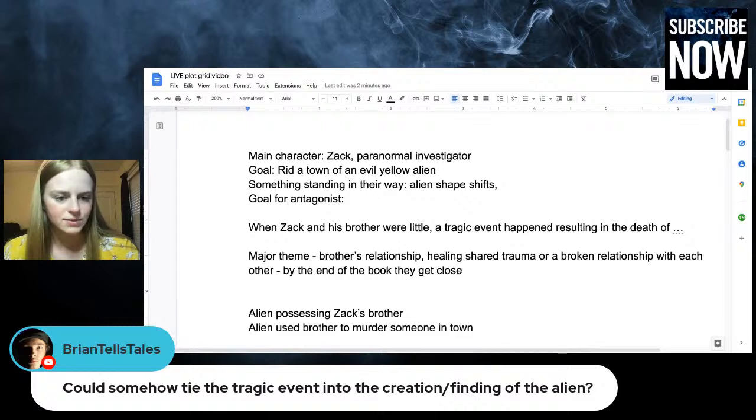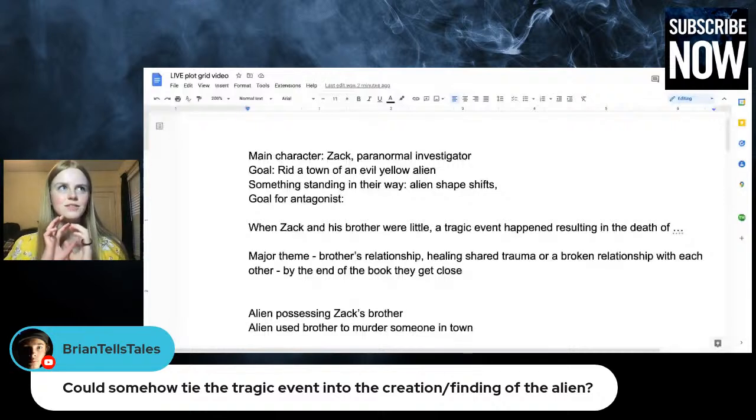Brian Tells Tales said could somehow tie the tragic event into the creation or finding of the alien. Oh, also true. Because really, the alien is the physical manifestation, or the representation of the brothers' conflict. They are fighting the alien, but really what they're doing is kind of battling each other in a way, and also trying to overcome all of their baggage toward each other. So the alien really represents that conflict. The alien is not an actual alien.